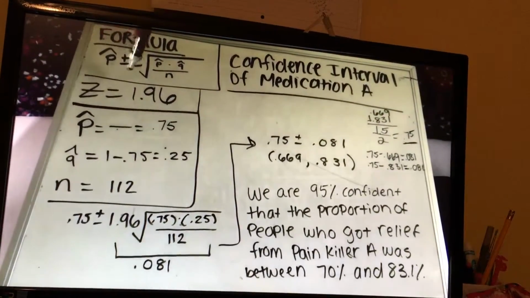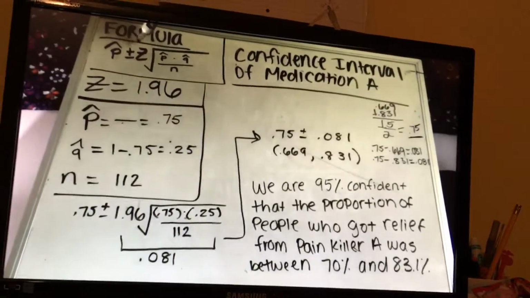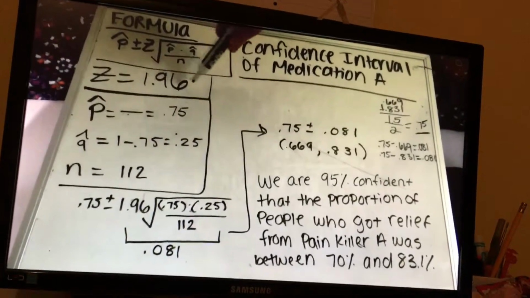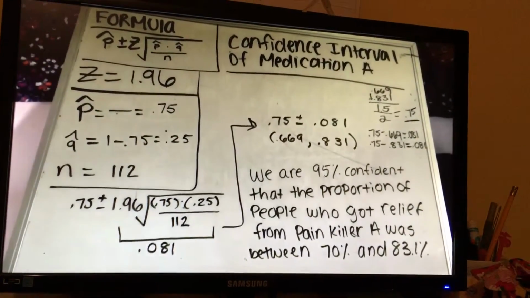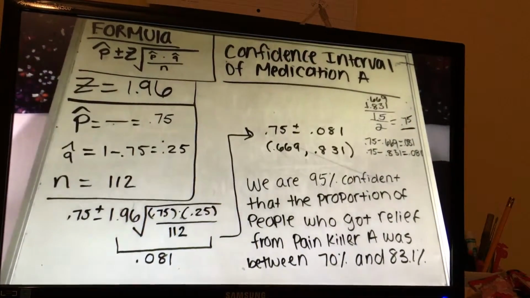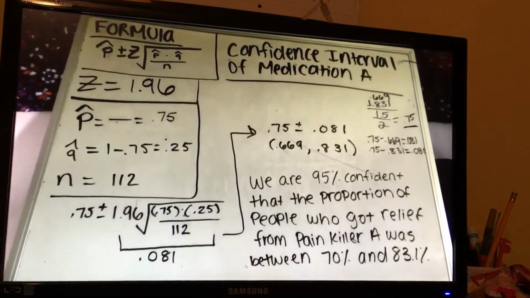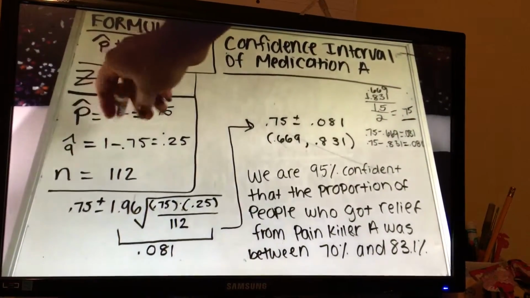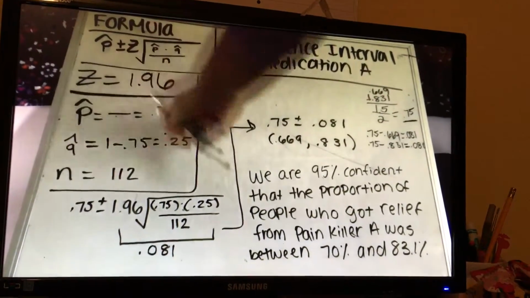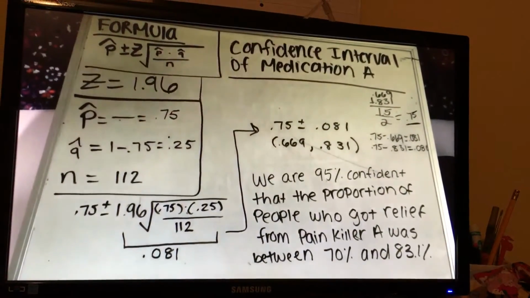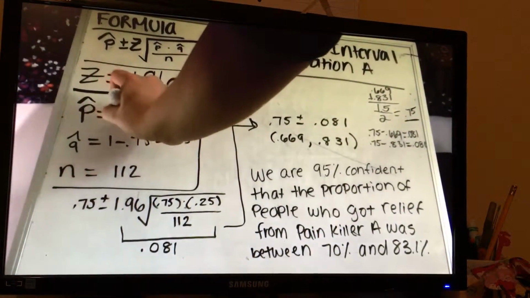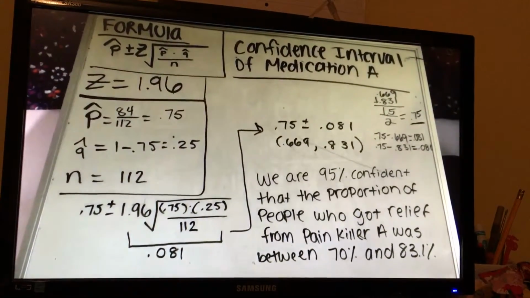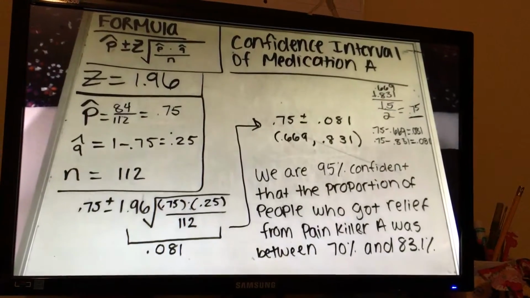P hat, we'll talk about that down here in a second. Z, in this case, is 1.96 because you're doing a 95% confidence interval, so your z-score is always going to be 1.96 when you're doing 95% confidence intervals. So your p hat is just, what did we say the numbers were? 84 over 112. That is equal to 0.75, and that is going to be your p hat.